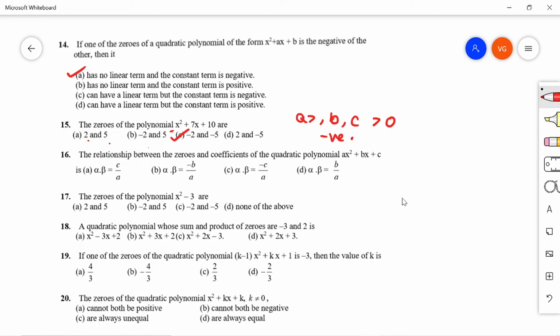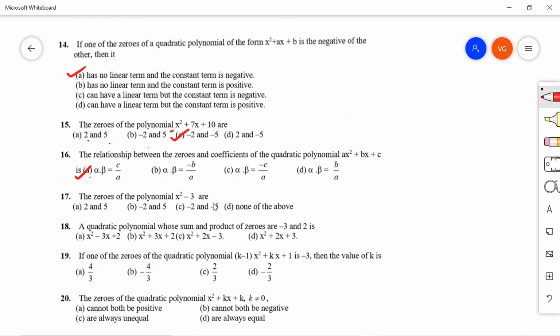Coming to question number 16, the relationship between the zeros and coefficients of a quadratic polynomial ax squared plus bx plus c. The product of zeros they're asking. You know the sum of the zeros alpha plus beta is minus b by a, and the product of zeros alpha beta is c by a. So this is a direct question. Option A is correct here.